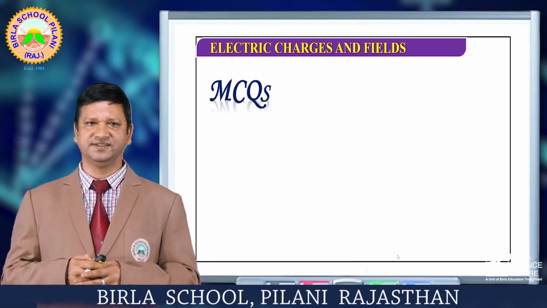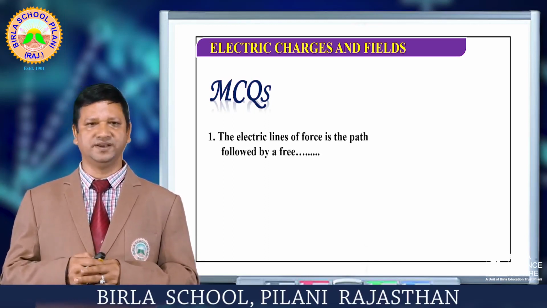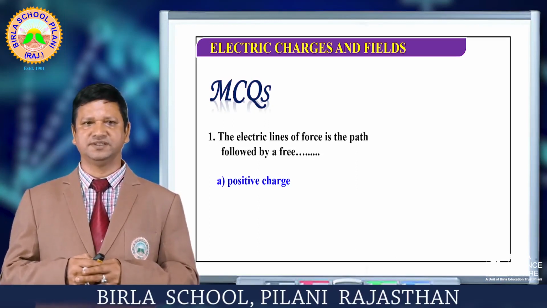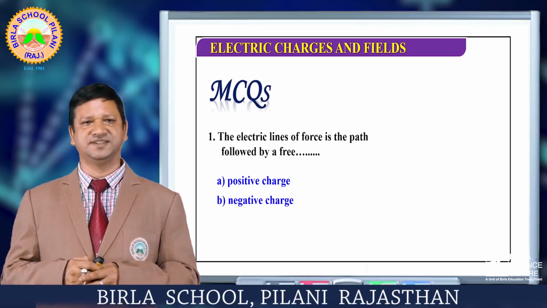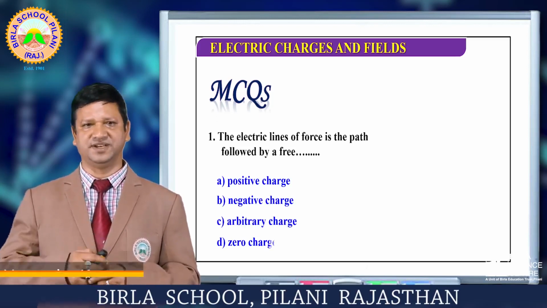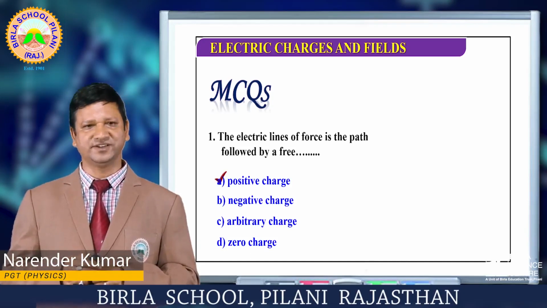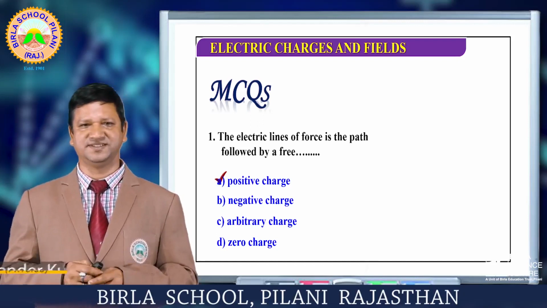Let us have a reflection on what we have understood till now. Question number 1. The electric line of force is the path followed by a free dash: number 1 positive charge, number 2 negative charge, number 3 arbitrary charge, and number 4 zero charge. So it is the path followed by a, yes, the correct option is positive charge.